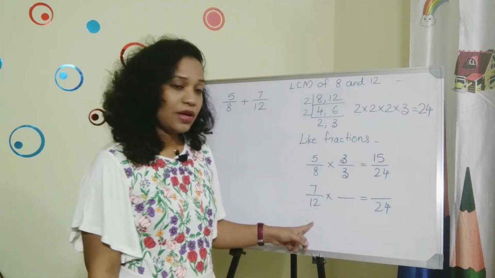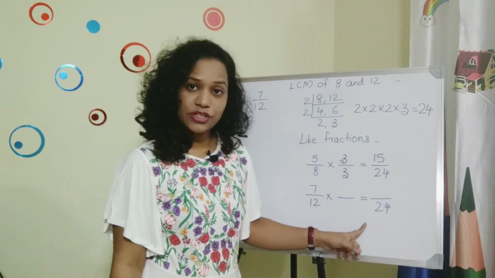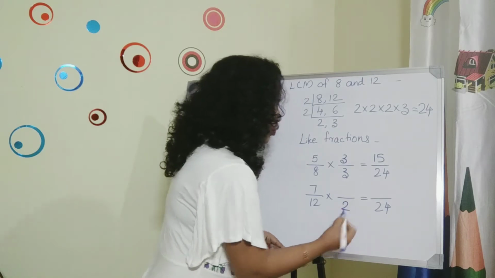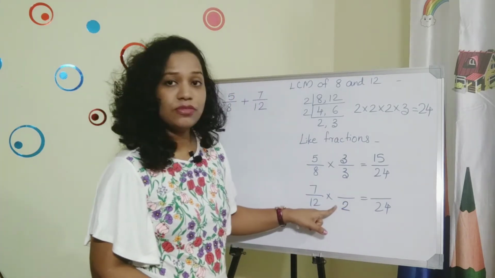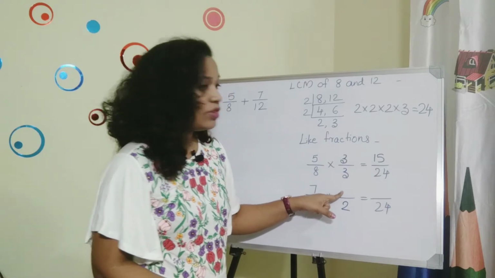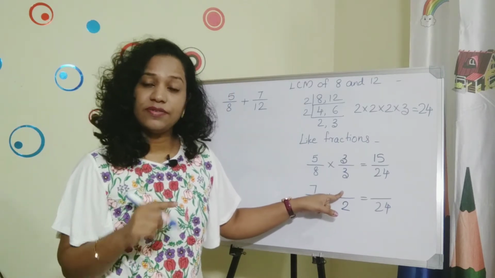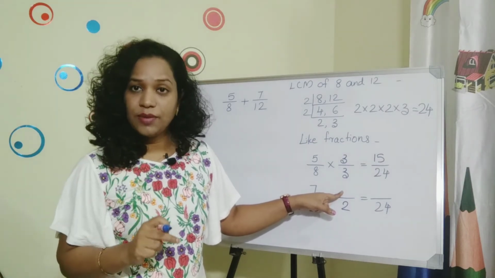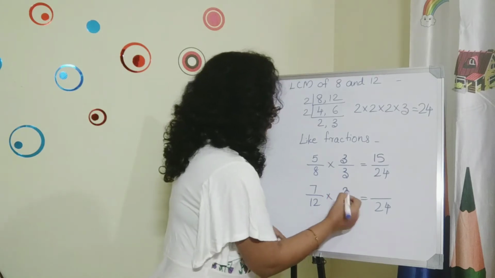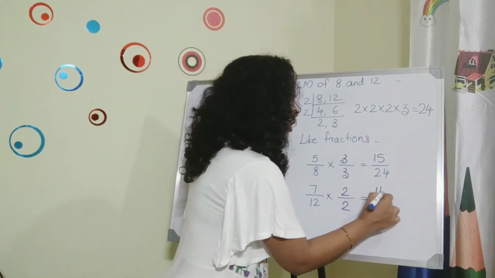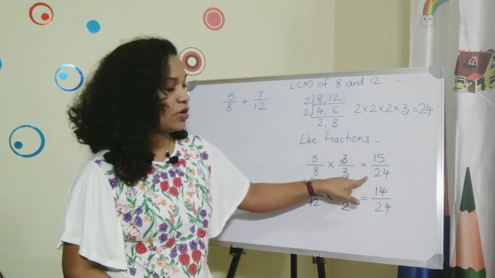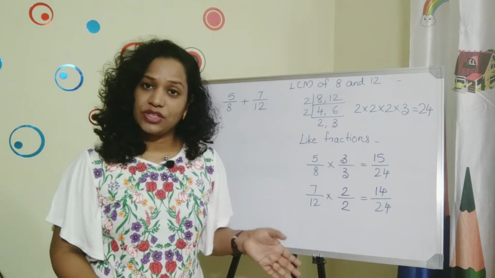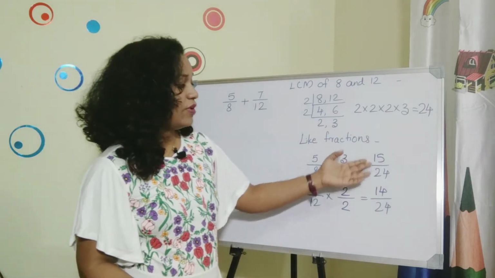So what should we multiply with this 12 to get 24? 2. 2 into 12 is 24. So 12 into 2, 24. The same 2 I have to multiply with the numerator also. Otherwise the fraction will change. So we have to multiply the numerator and the denominator by the same number. So I am writing 2 here also. 7 2s are 14. So see here, 15 by 24 and 14 by 24 are our like fractions. Okay. So now we got the like fractions.